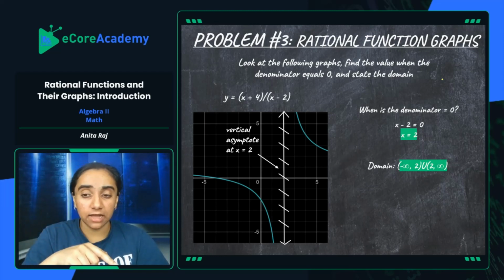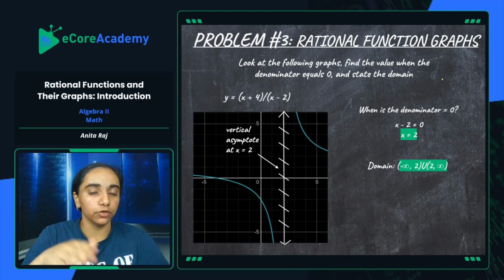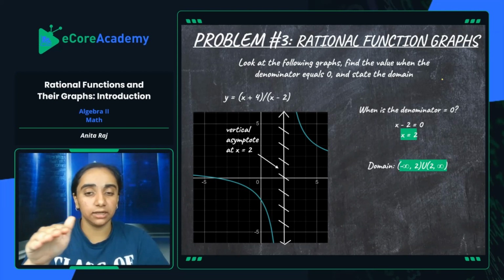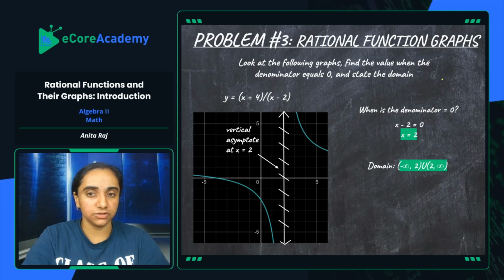Notice how, like the last problem, there's a parenthesis at 2 because 2 is not included in the interval. If there was a bracket, then it would be included. Because there's a parenthesis, 2 is not included. x equals 2 is not included. You also use parentheses with positive and negative infinity. So just keep that in mind.